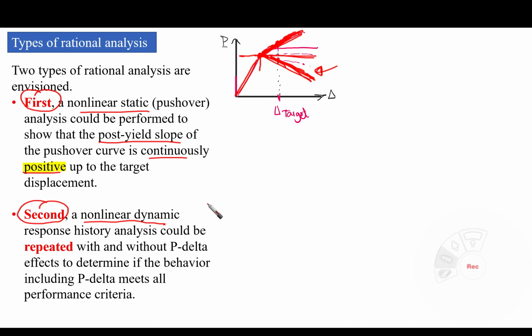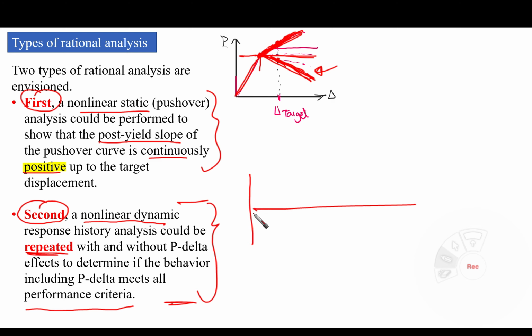The second is another kind of analysis, which is nonlinear dynamic response history analysis. It could be repeated with and without P-delta effects to determine if the behavior including P-delta meets all performance criteria. So this is another issue. Instead of the pushover curve, we are going to use nonlinear time history analysis, and we are going to look, for example, if there is a kind of behavior for one story drift ratio that is making residual drift. This means that it is not acceptable.